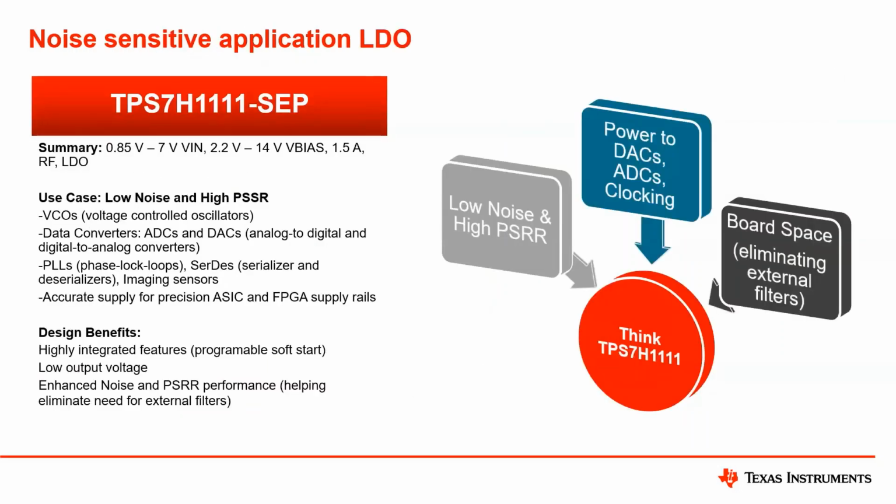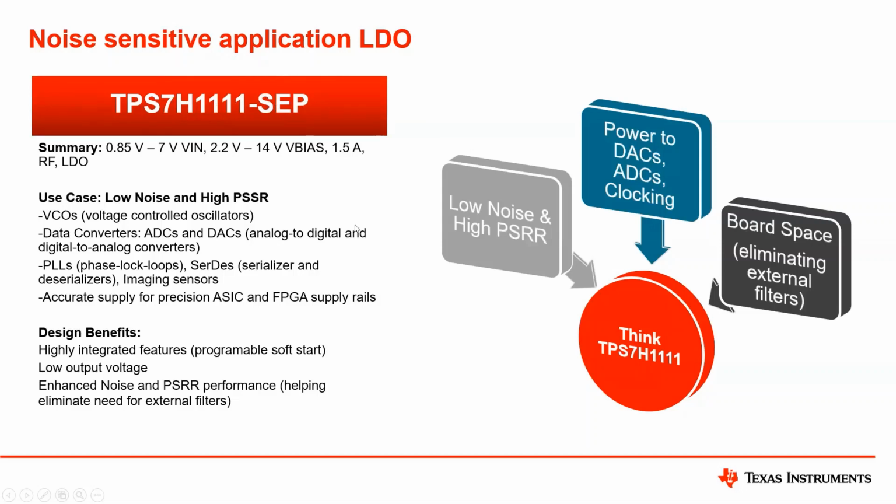Then lastly, I'll touch on the noise-sensitive application LDO. This is our brand new, what we're referring to as the RF LDO. Again, this is a 1.5 amp device. However, this will be the highest PSRR, lowest noise LDO currently available on the market, space-grade LDO. This comes in both rad-hard as well as rad-tolerant space-grade options. So this is the TPS7H1111-SEP, as well as the TPS7H1111-SP.